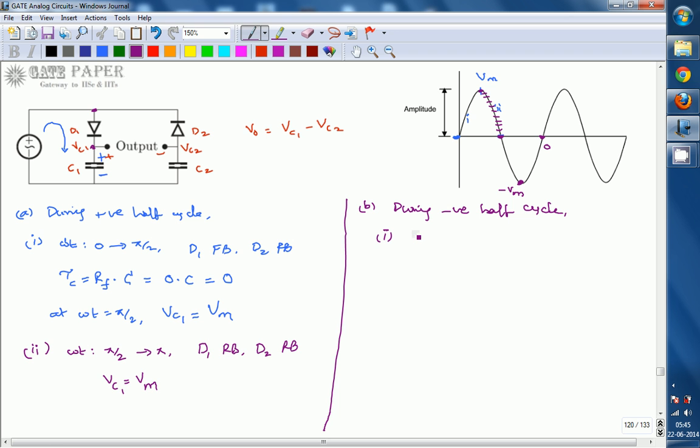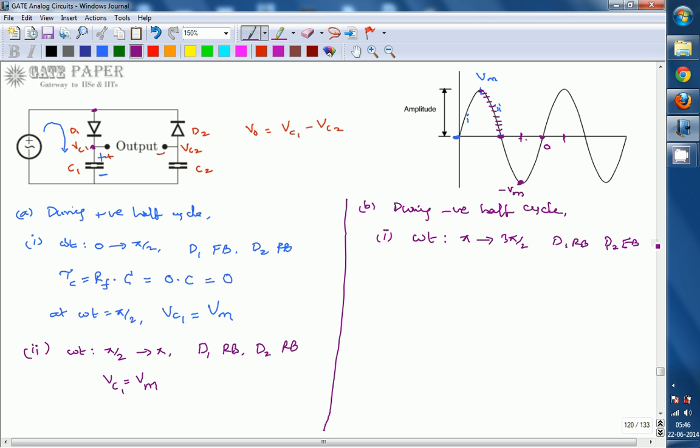Again we are going for omega t between pi and 3 pi by 2, that is exactly this point, during these two positions, where the input signal you are applying is decreasing from 0 to minus Vm. As you are applying negative voltage, this makes diode 1 reverse bias, because you are applying negative voltage to the P side, and diode 2 becomes forward bias.